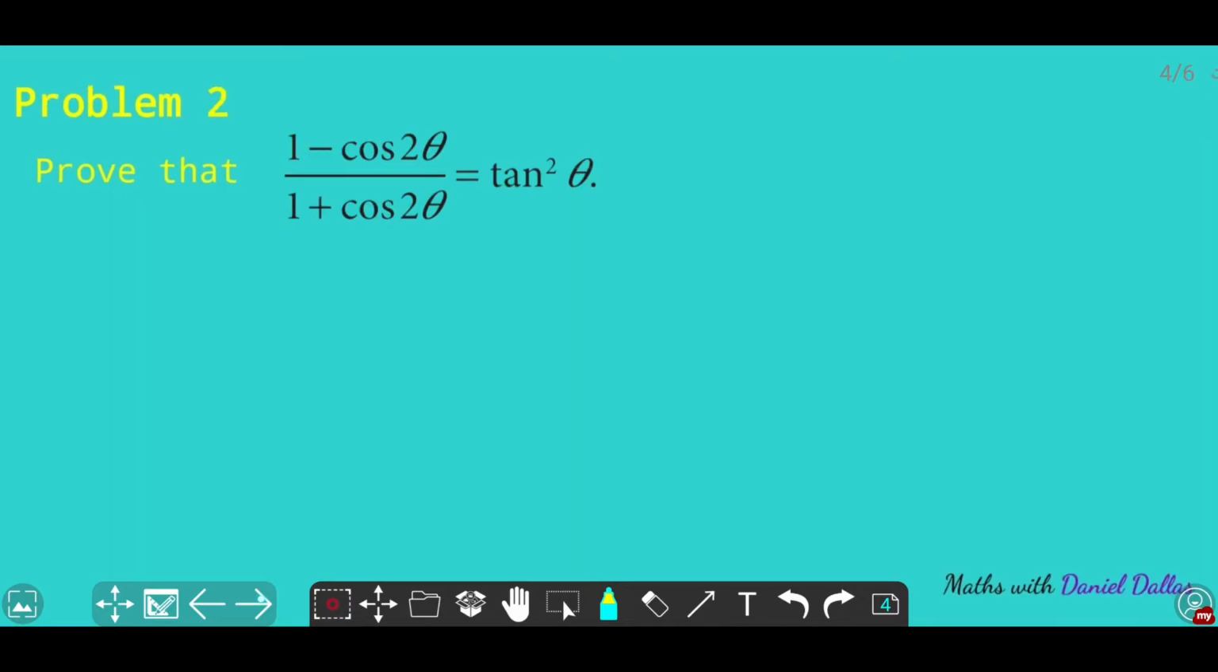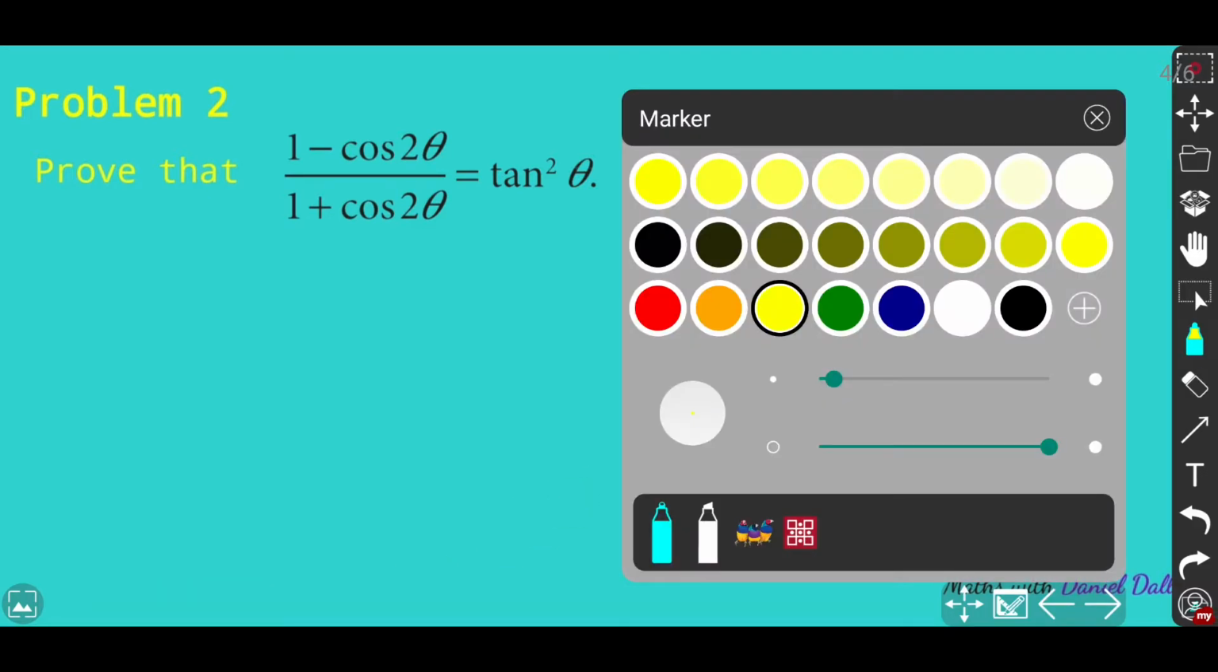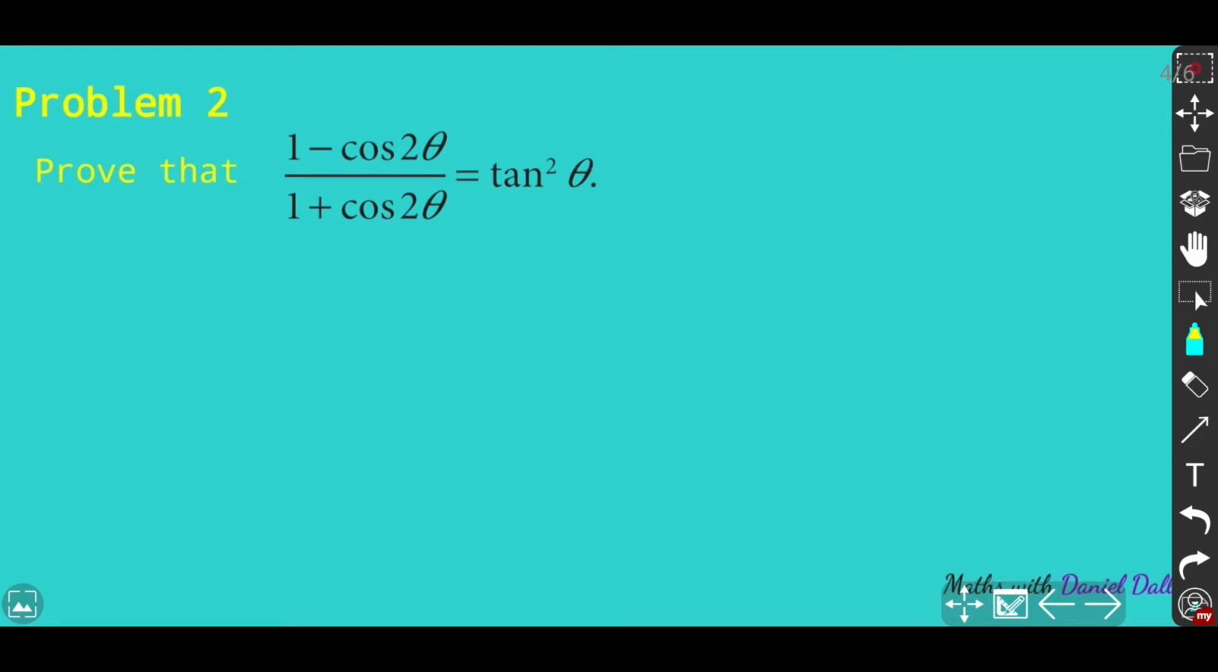So here is the next problem, problem 2, and we need to prove that (1 minus cos 2 theta) over (1 plus cos 2 theta) is equivalent to tangent squared theta. Alright, let's get started. It's not really complicated, so we need to work with the left hand side of the equation. Wherever cos 2 theta appears, we need to plug in the formula for the double angle. So I would write 1 minus, and I'll write cos squared theta plus sine squared theta.